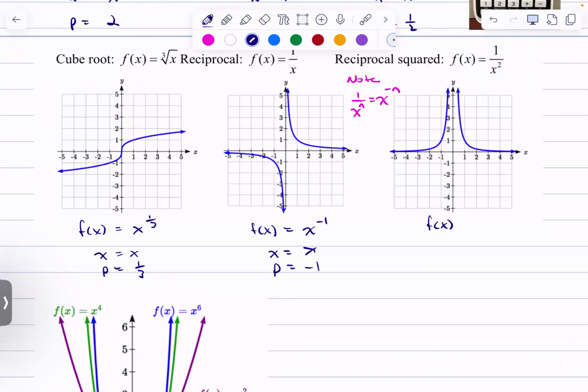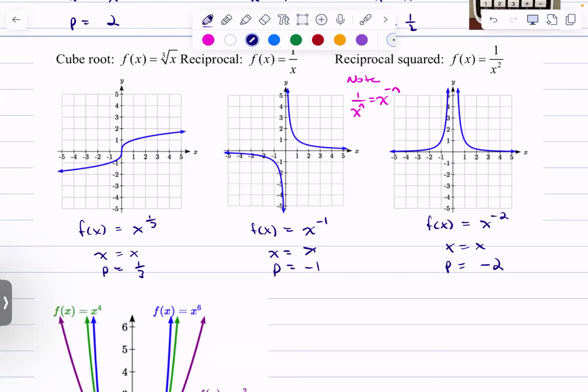For the last one, the reciprocal squared, I have a power of 2 in the denominator, so to bring it upstairs, I have to make it -2. X to the -2, x is still x, and p is going to be -2. So all of these can be rewritten as power functions.